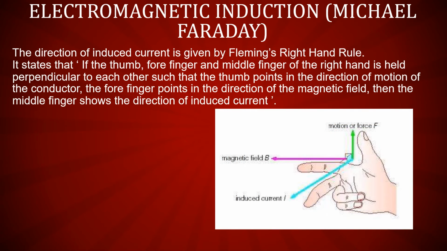To know the direction of induced current, we use Fleming's right-hand rule. It states that if the thumb, forefinger and middle finger of the right hand are held perpendicular to each other such that the thumb points in the direction of motion of the conductor, and the forefinger is pointed in the direction of the magnetic field, then the middle finger shows the direction of induced current.